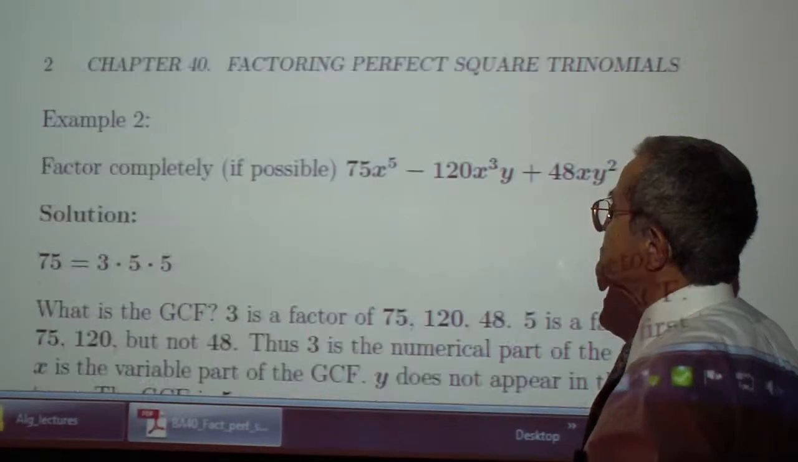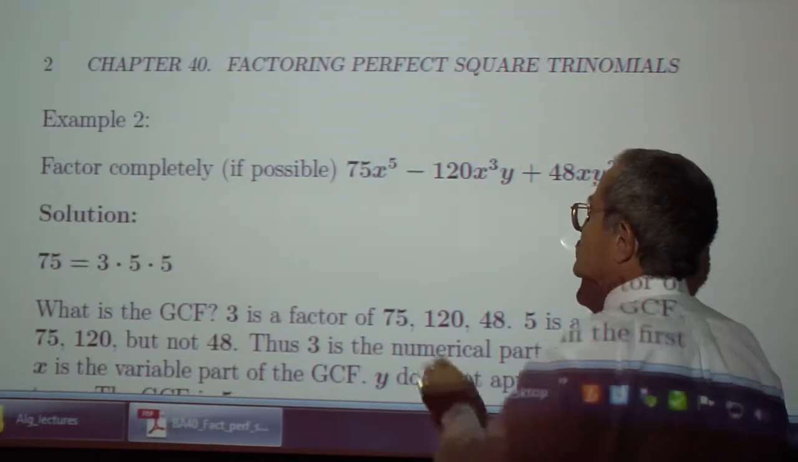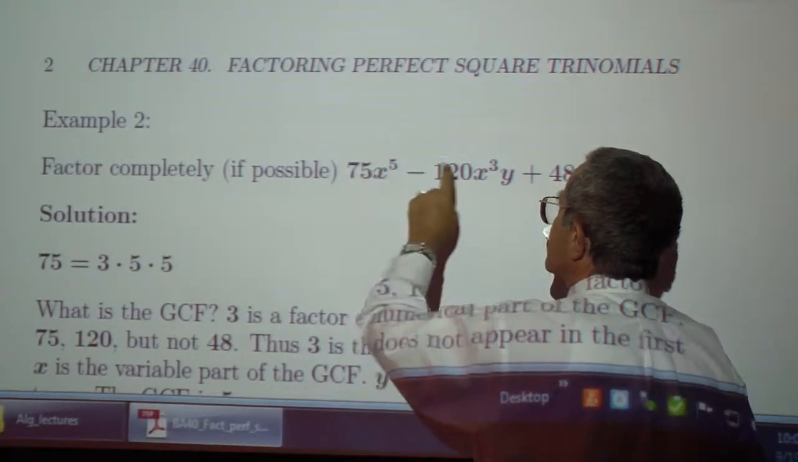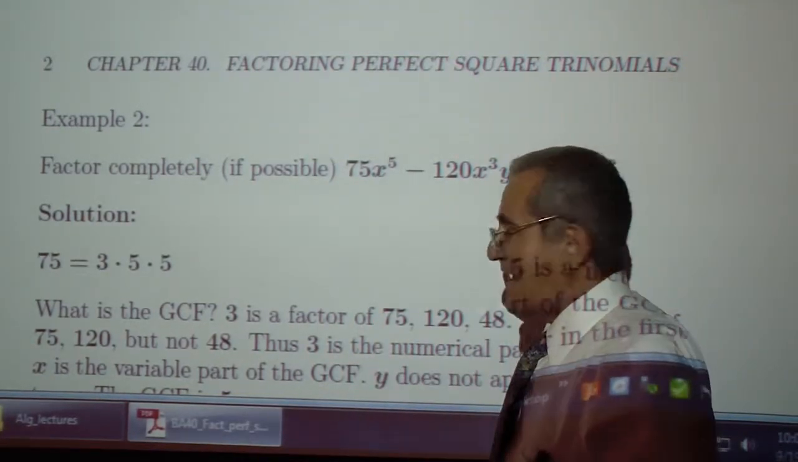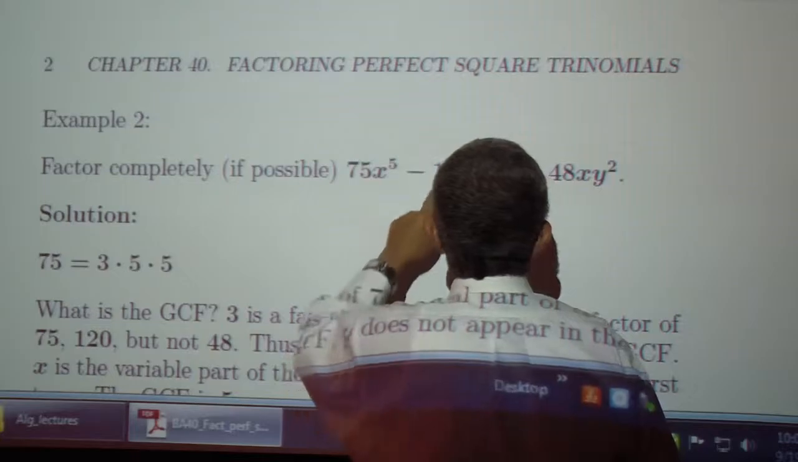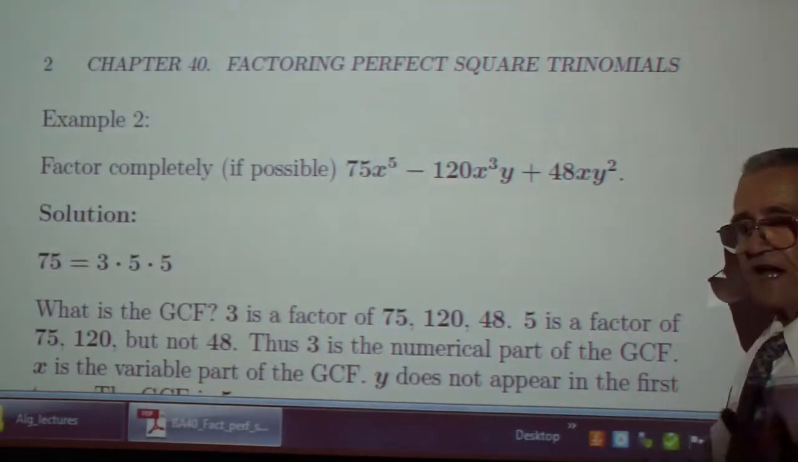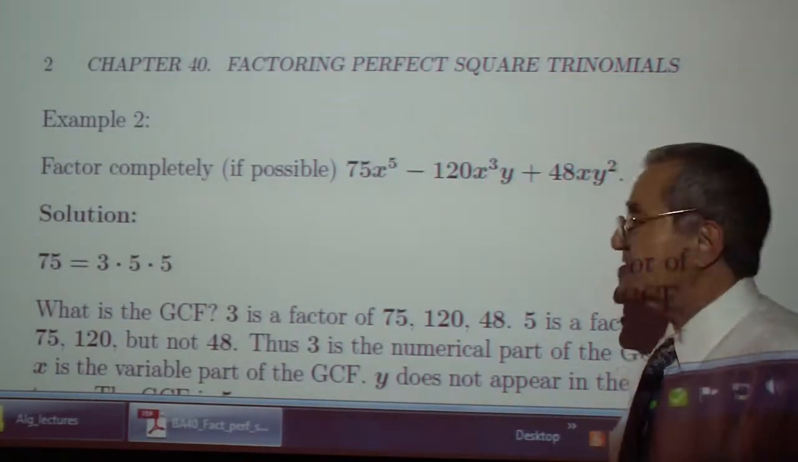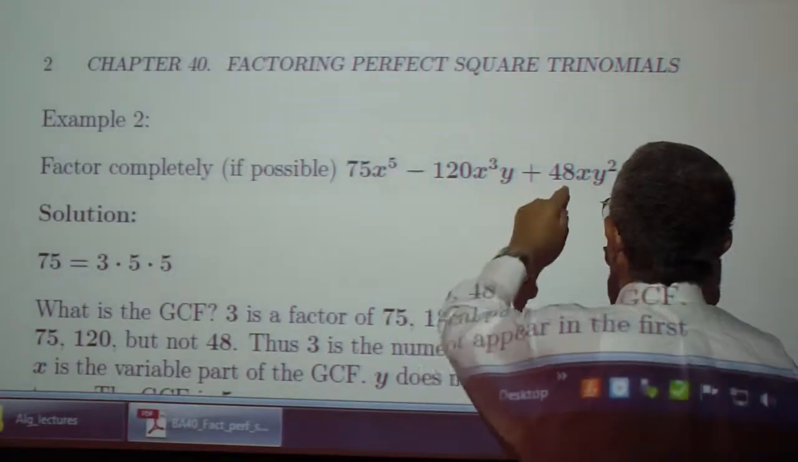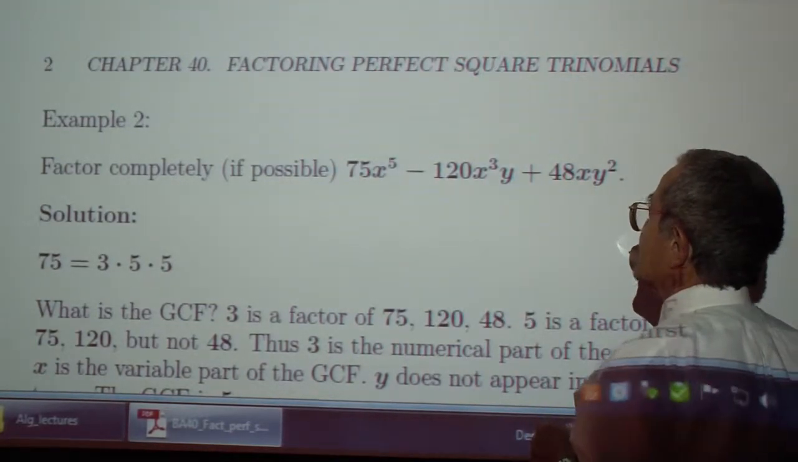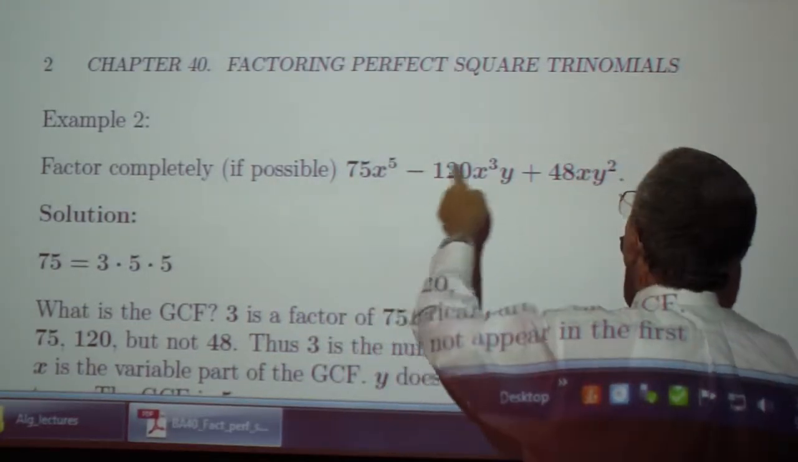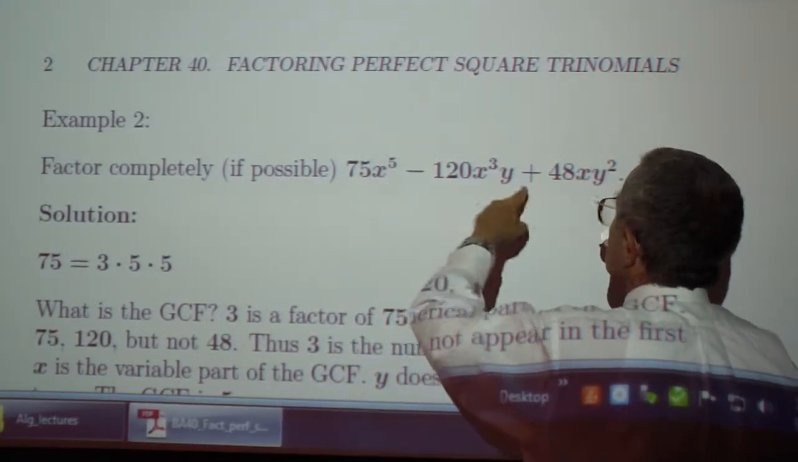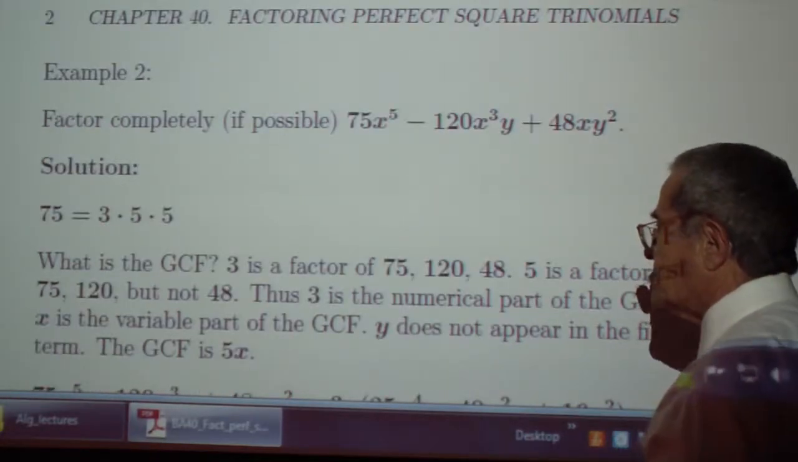How about this one? Greatest common factor. Okay, 3 and 5 goes in here, 3 goes in here, 3 goes in here, 3 goes in here. 3 is a common factor. 5 goes in here, 5 goes in here, 5 does not go in here. 5 is not part of the greatest common factor. X is the greatest common factor. No y's. So what did I say? 3x is the greatest common factor.